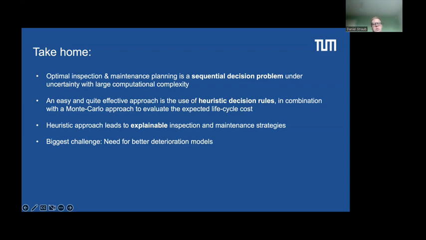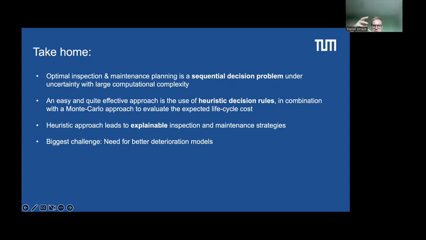That is one possibility. The other one is the approach that I presented here, which uses heuristics that are easy and quite effective. If you find good heuristic rules, in combination with the Monte Carlo approach, it's very easy to implement. One advantage of this approach, which I didn't talk about, with respect to the reinforcement learning type of approach, is that it leads directly to explainable strategies. Explainable meaning that an engineer can understand the reasoning, or why my algorithm is proposing to do inspections now, because we have rules behind that can be understood. This is quite a benefit in practical application as opposed to the more black box alternatives.